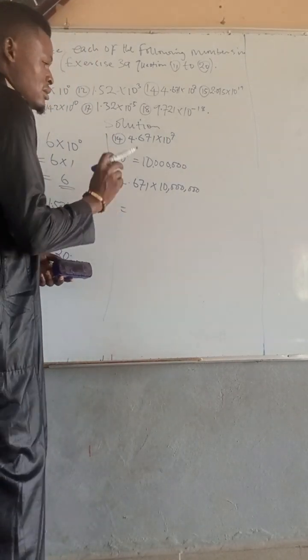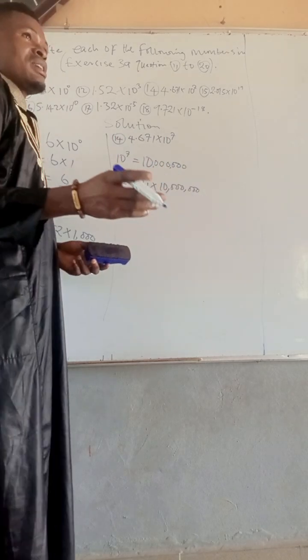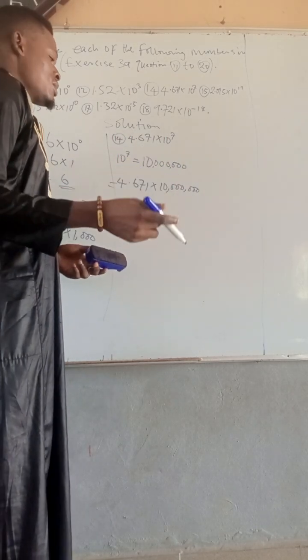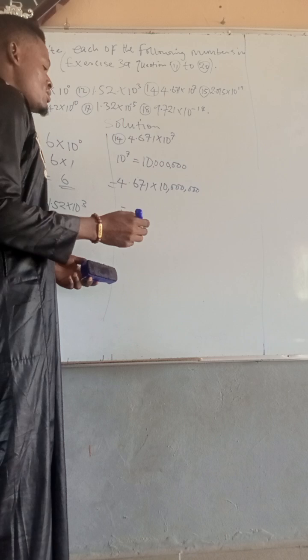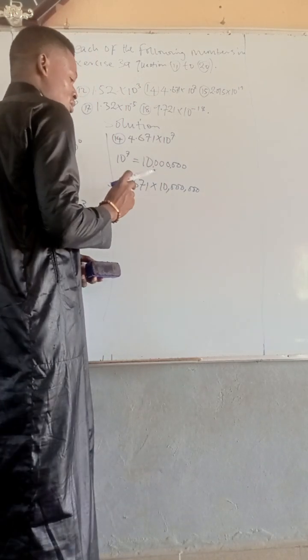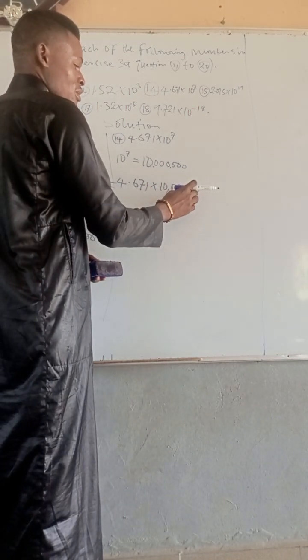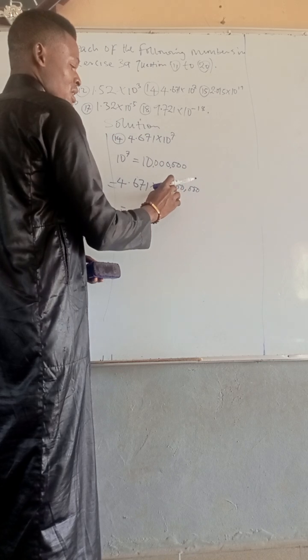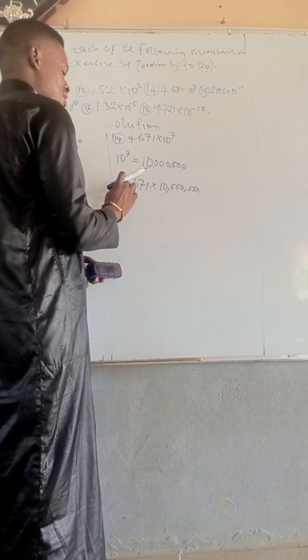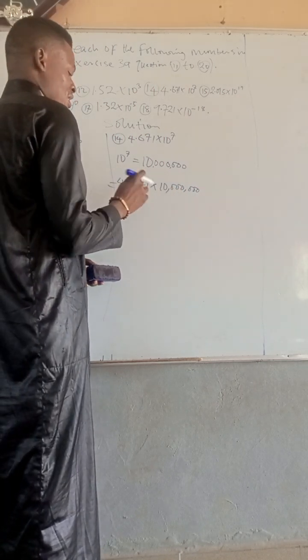Next, for you to multiply, you can easily use your calculator and do it. But the simple way is for you to move the decimal point. So how many are we having? 1, 2, 3, 4, 5, 6, 7. So look at the decimal point. You move it 7 times.